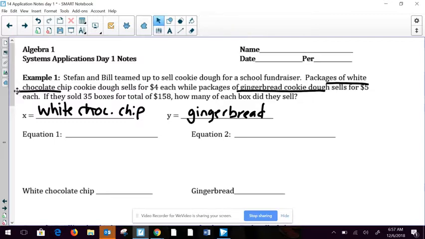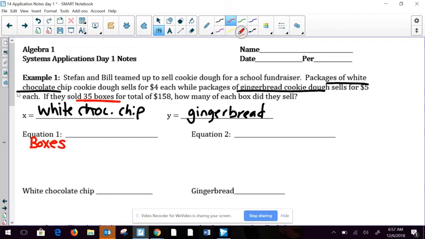Now, thinking about the information given, one of the things I talk about is the number of boxes. So my equation 1 is going to be talking about the boxes. The other information I'm given is money. So my equation number 2 is going to be about the money. So looking at the number of boxes, I know that if I take all of my white chocolate chip cookie dough and add it to all of my gingerbread cookie dough, I'm going to have a total number of 35 boxes. So that is my first equation.